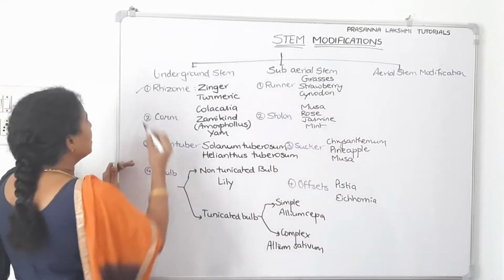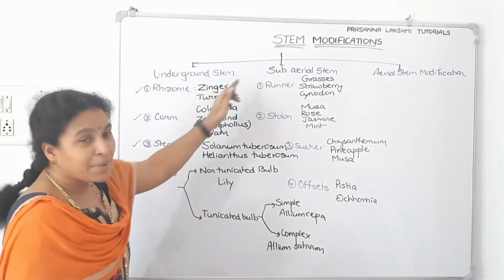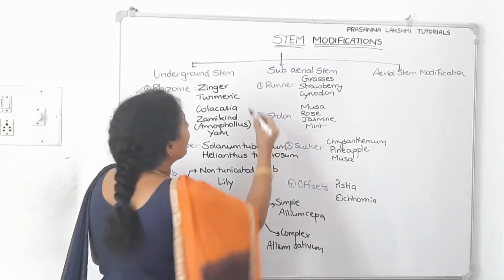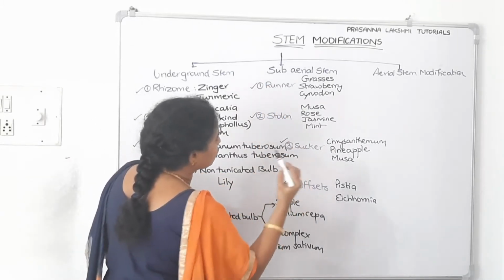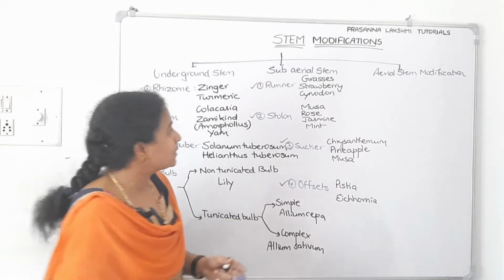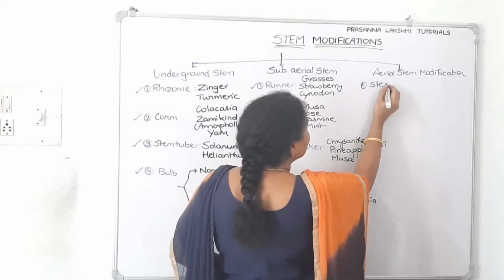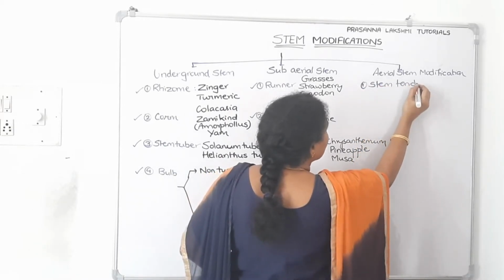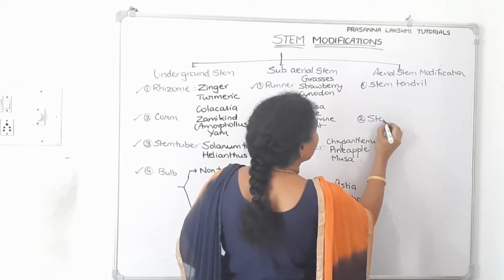So for underground we took 4 examples: rhizome, corm, stem tuber, and bulb. For subaerial also we took 4 examples: a runner, stolon, sucker, and offset. Now for aerial also there are 4 stem modifications. Let us see the aerial stem modifications. The first one will be stem tendril, the stem modifying into tendril to give additional support. And the second will be stem modified into thorn.